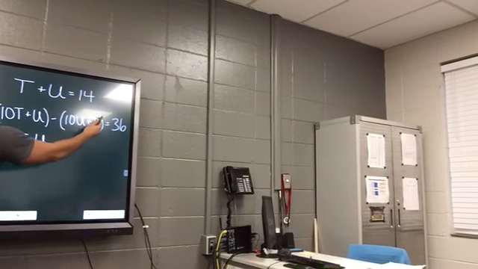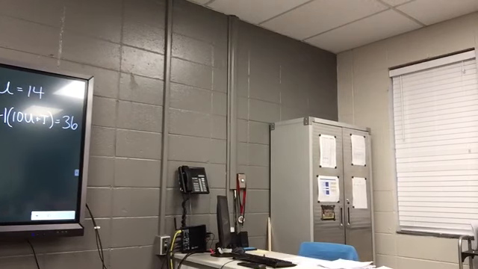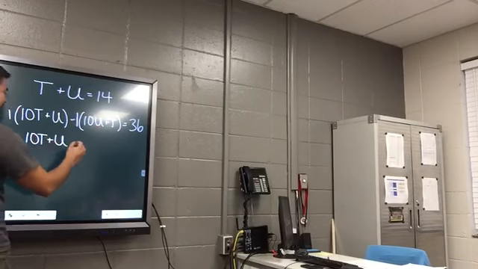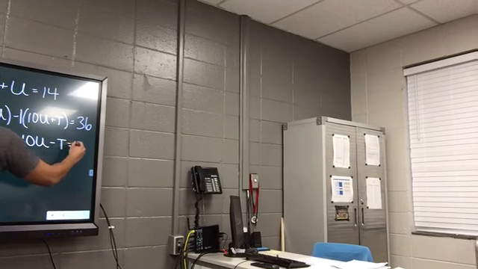What was 10u plus t being multiplied by? Negative 1. So what's negative 1 times 10u? Negative 10u. What's negative 1 times t? Negative t. And that still equals 36.